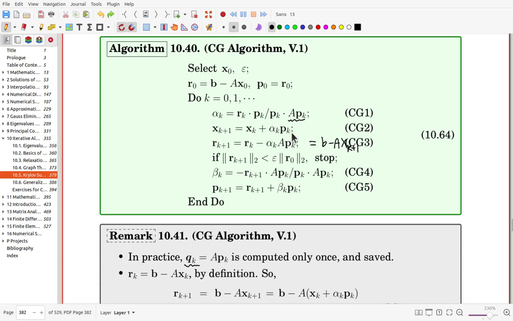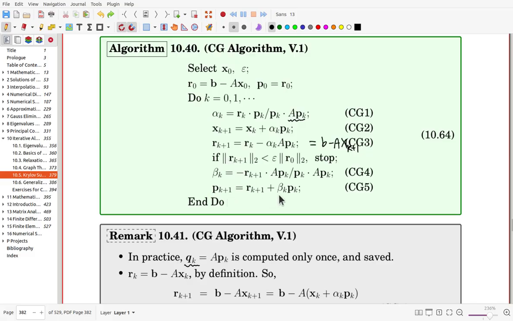And the main goal is to make it not expensive, so we try to reduce the number of matrix-vector computations. So that's the reason we are using this formula. And after getting the new residual, once the new residual is relatively small with this ratio epsilon, then we stop. Otherwise, we try to get the search direction for the next iteration.